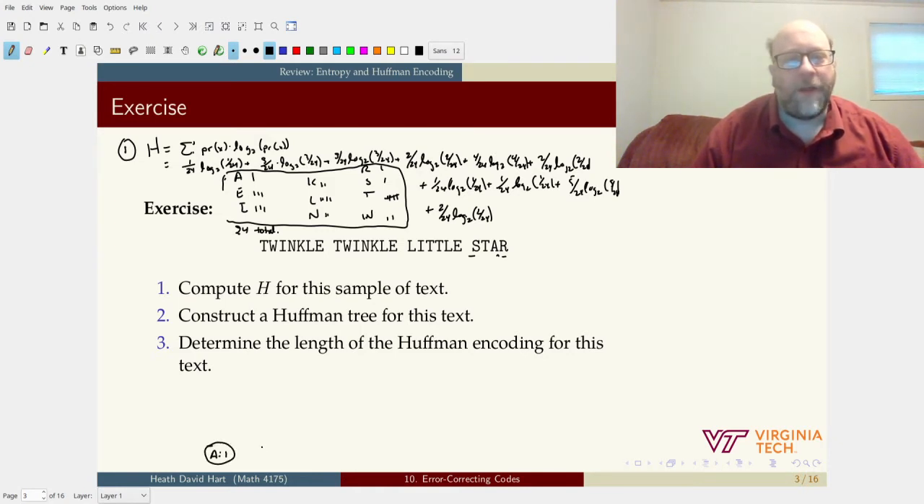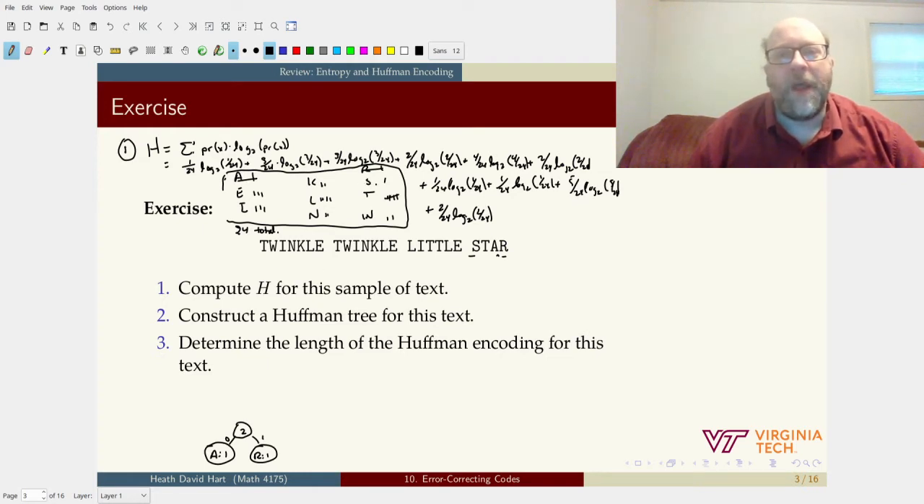So A has a weight of 1. R has a weight of 1. They combine to give me a weight of 2. And then there'll be a 0 on the left and a 1 on the right. All right, so A and R are out of the picture now.